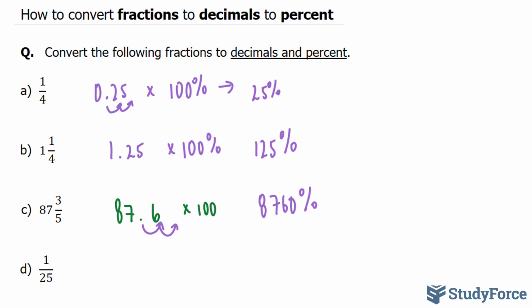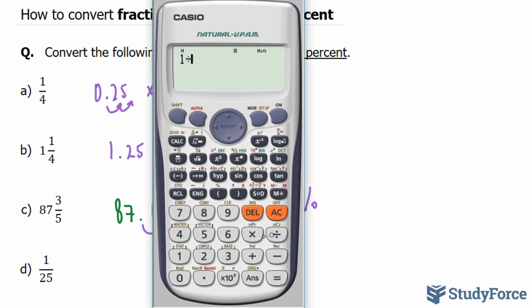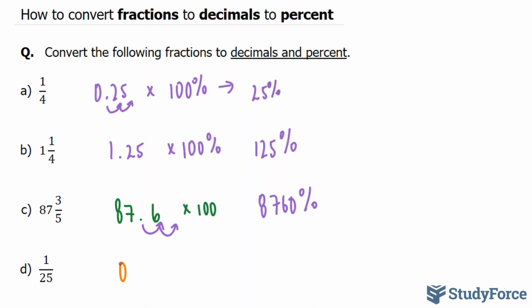We have to convert this into a decimal. Now for this fraction, you may not know the decimal by heart, so you can use your calculator here. 1 divided by 25 gives us 0.04. So I'm going to write down 0.04, and this represents our decimal number.